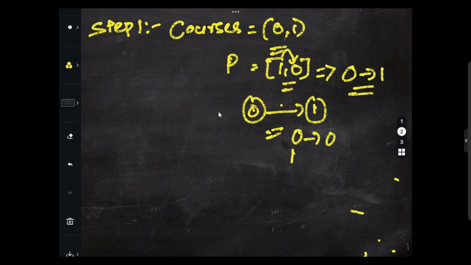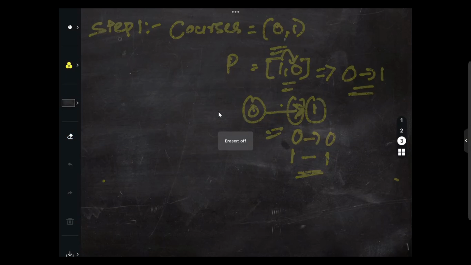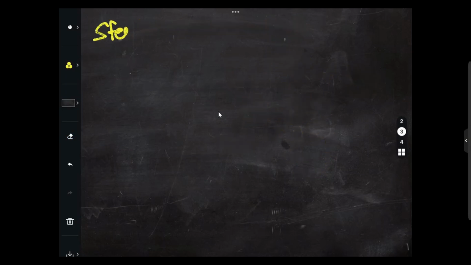And what about 1? Here the arrow is pointing towards 1. You can clearly see, the in degree is pointing towards 1 from the 0th node, right? So for 1 the in degree will be 1 in this case. I hope this is clear. This is the first step. So let's move on with the second step here.